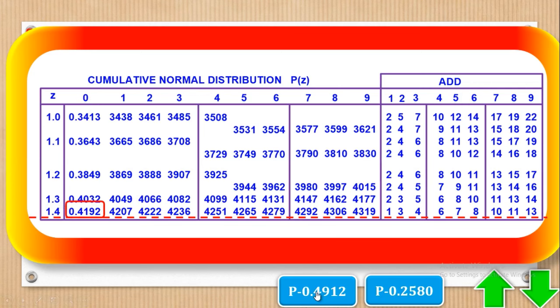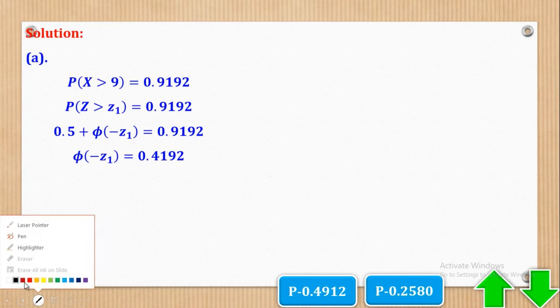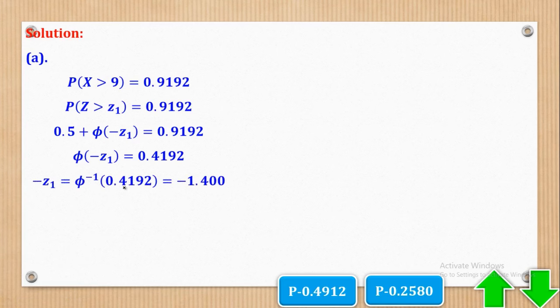Therefore you'll come here and say that negative z1 is equal to inverse of that, which is negative, which is 1. So this was not supposed to be there because this negative is there. Then from there we conclude that therefore z1 is equal to negative 1.400 because they have to be to 3 decimal places. So that is now z1.